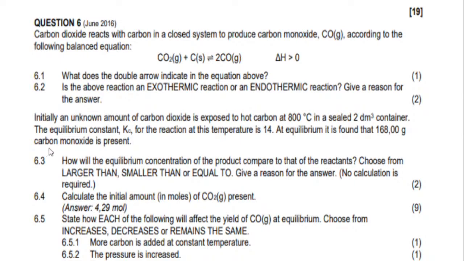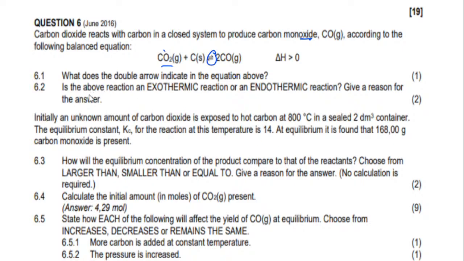Carbon dioxide reacts with the carbon in a closed system to produce carbon monoxide, according to the following balanced equation. So this is what you have. What does the double arrow indicate in this equation? The double arrow indicates that the reaction is reversible. It's a reversible reaction. You understand?